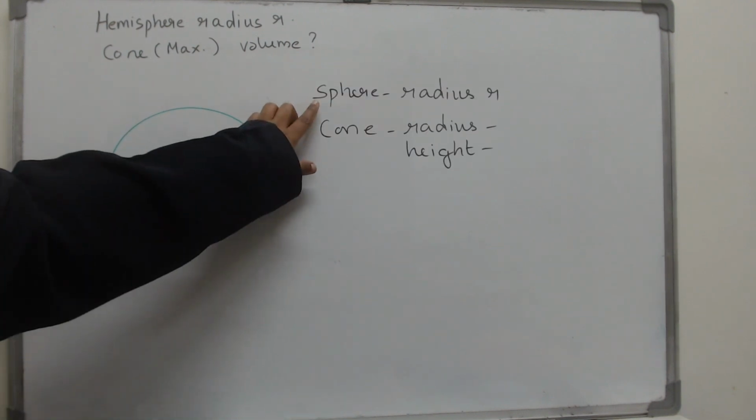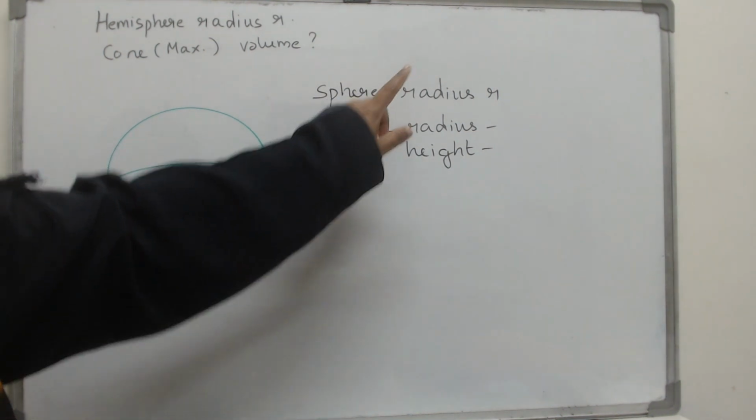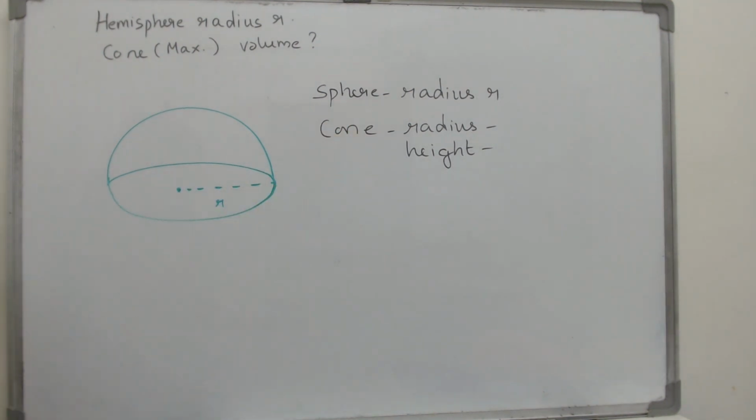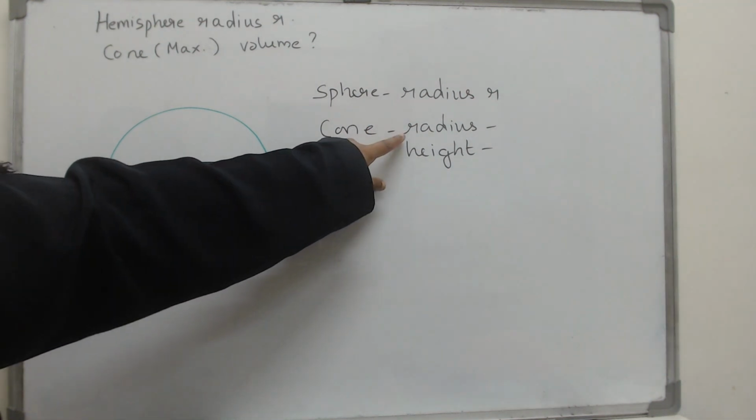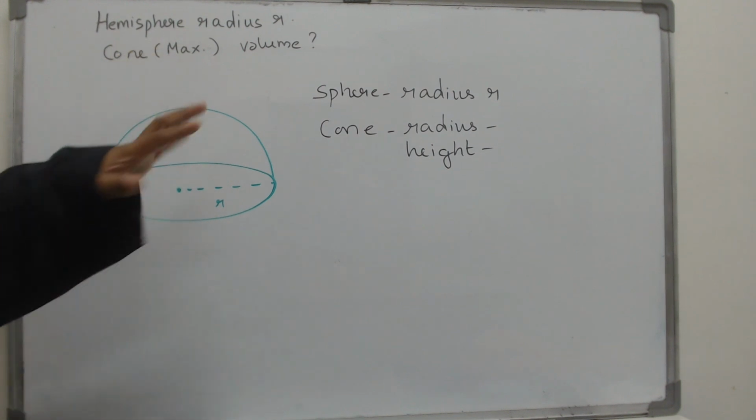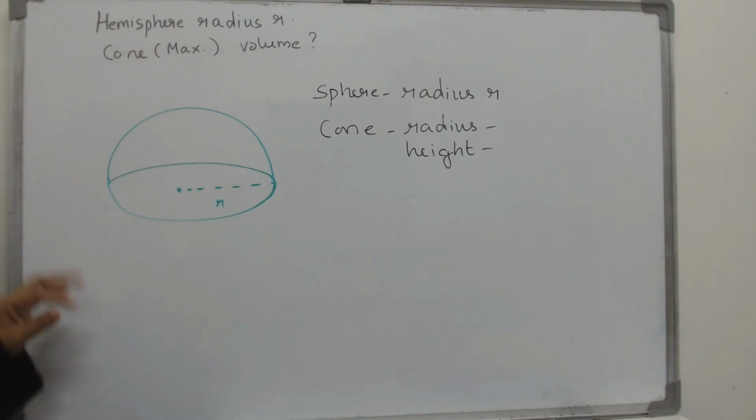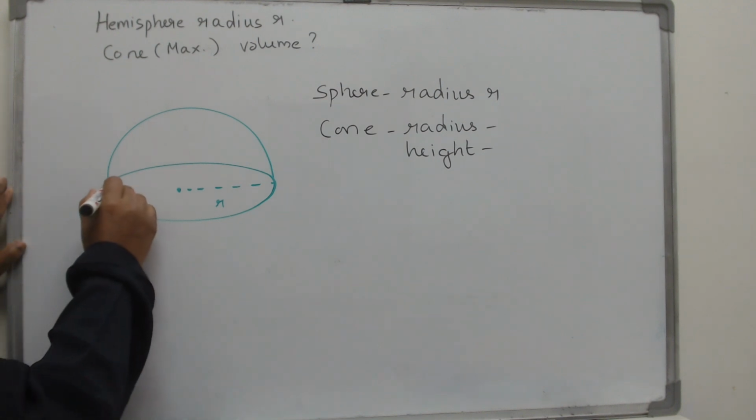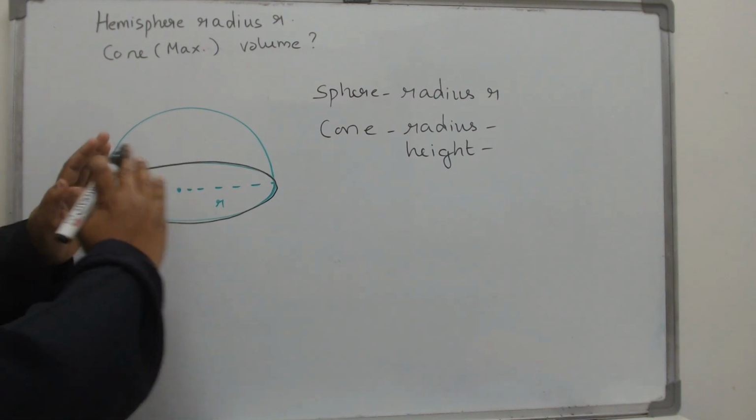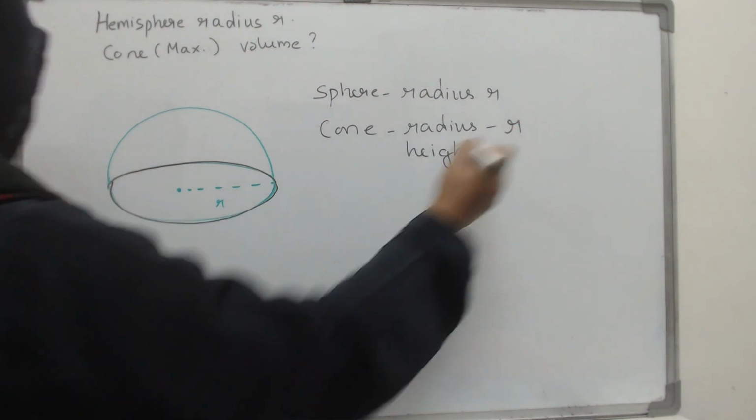Now there is only one quantity associated with a sphere. It is just the radius, which we know to be r. But then with the cone you have to find two quantities. You have to find its radius, you have to find its height. Now we are talking about maximum volume, stretching it as much as possible. Then what can we do? We can draw the cone also with the same radius. That is the maximum that you can stretch it. So your cone can also have the radius r.